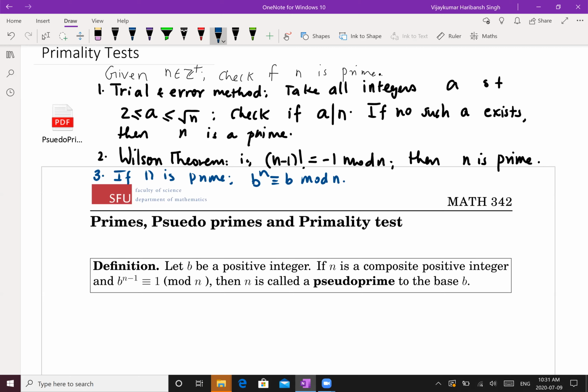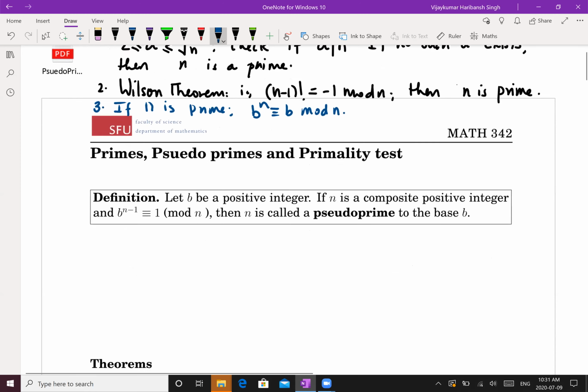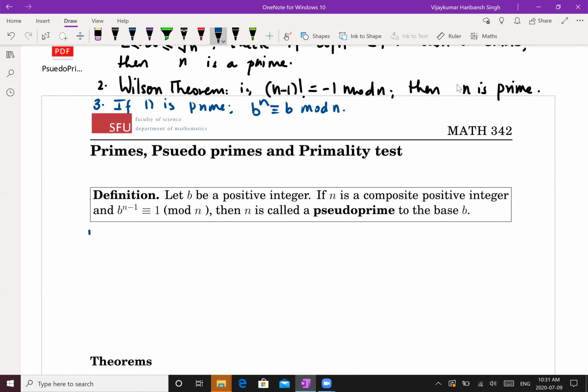So then the question is, what if some number satisfies Fermat's little theorem? Does it still mean that it's prime? And the answer is no. So for example, let's take n equal to 341, which is the same as 11 times 31.